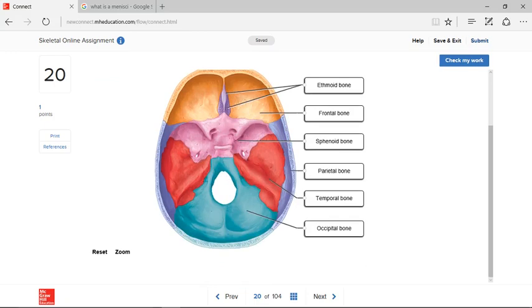So sphenoid bone, that's what it was right there. Ignore the dogs in the background. They bark so much. So there we go.